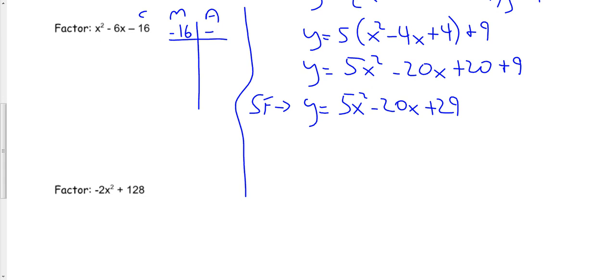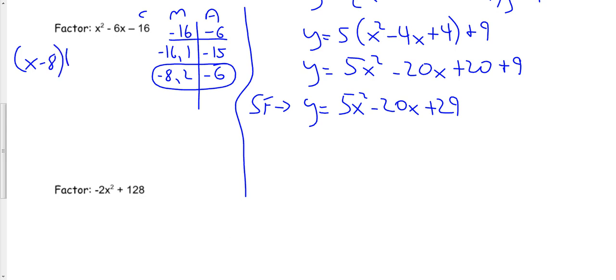So what we'll end up doing is we're going to look for 2 numbers that multiply to negative 16. So negative 16 and positive 1 will give me that, but it will add to negative 15. Negative 8 and positive 2 will multiply to negative 16, but when I add those two things together, it will actually give me negative 6. So this must be the combination of numbers that I'm looking for. So my factor here is actually going to be x minus 8 times x plus 2.